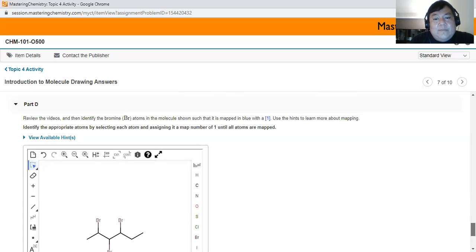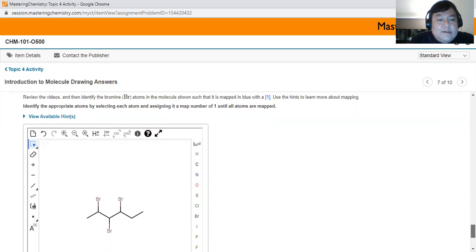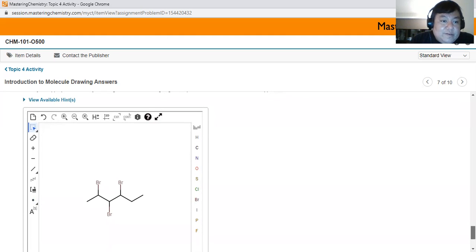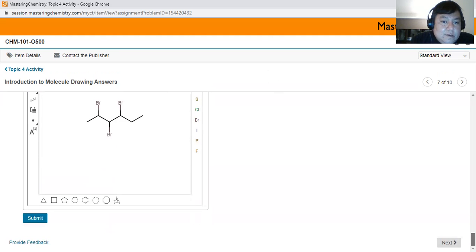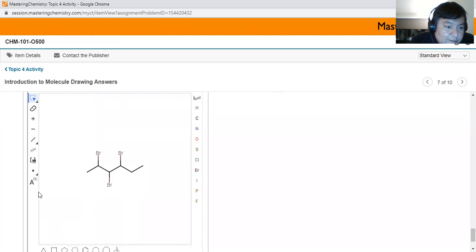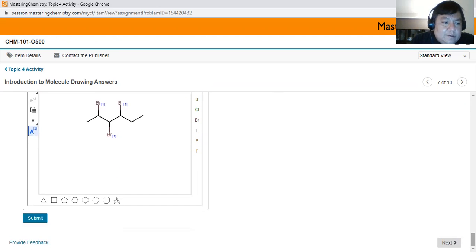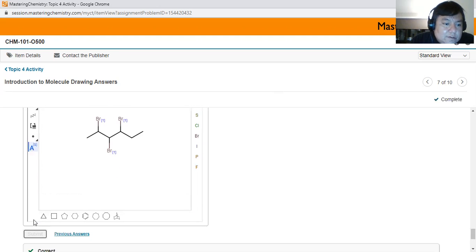And part D, finally, it says review the videos and then identify bromine atoms in the molecules shown, such as mapped in blue with a 1, used to hint to learn more about mapping. Okay, so it says that we need to map this. And so if I come into here, I think that this is going to be add a map. And so we're just going to click on our bromine, bromine, bromine, like that. And that should be it. Click submit. There you go. And that's all you need to do for that.